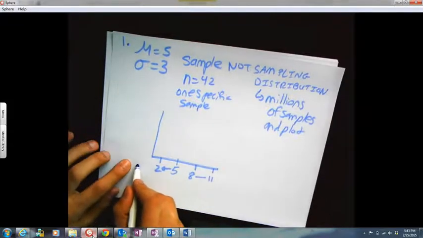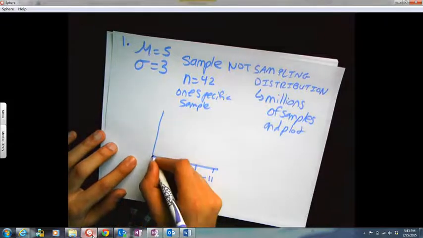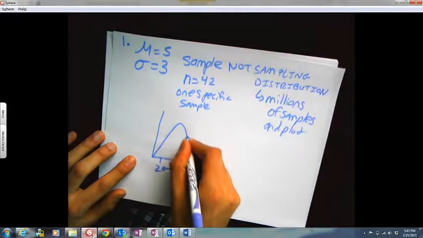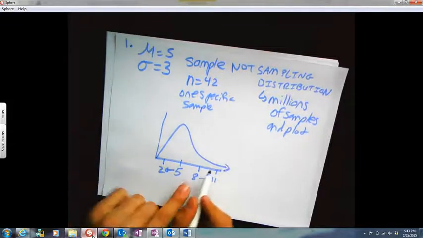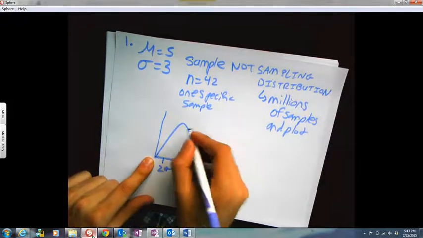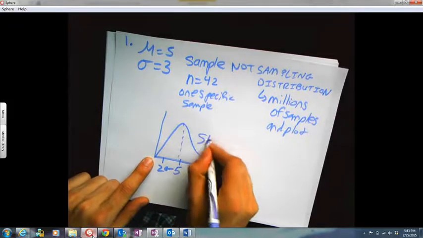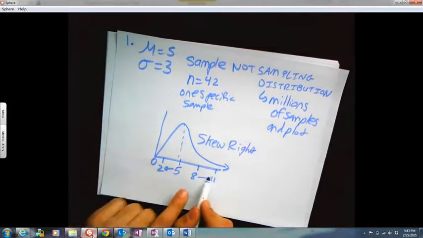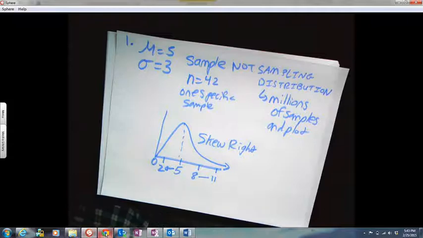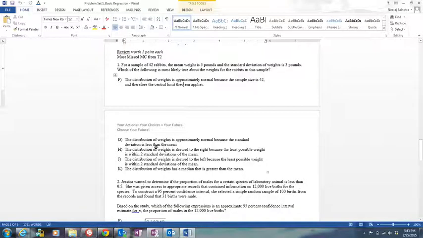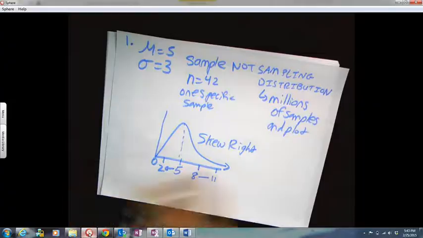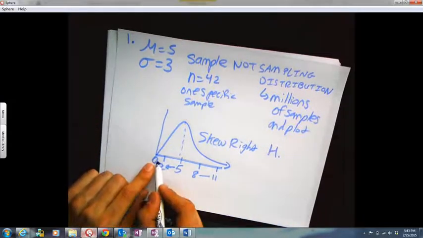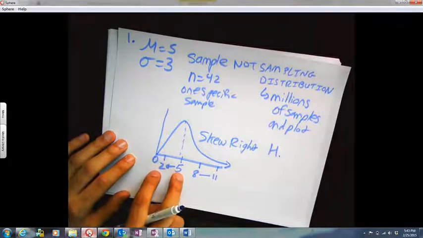You can't have negative weights, which means the graph is going to look like this and then be skewed to the right, because the data can keep going over here, but it can't go past this. So we're going to be skewed right, because you have to stop at 0, but you can keep going this way. Let's see which answer choice that is. So the distribution of weights is skewed right because the least possible weight is within 2 standard deviations of the mean. Answer choice H.